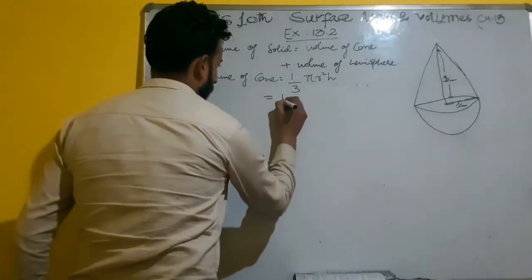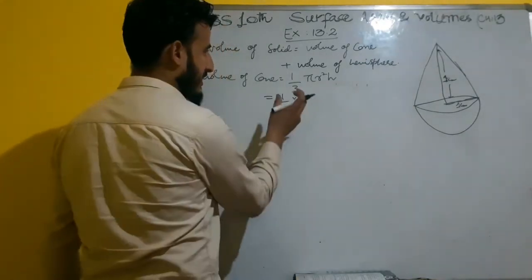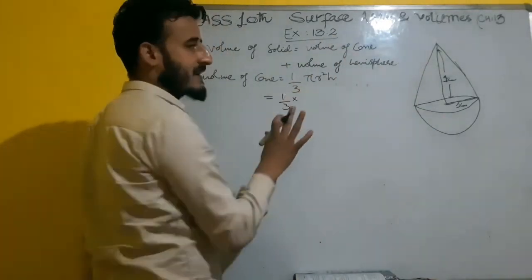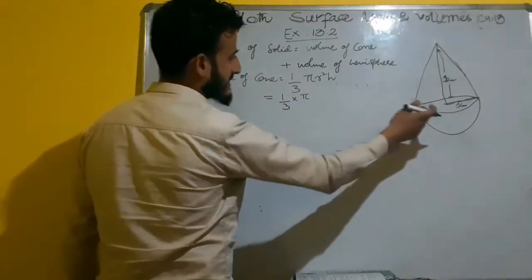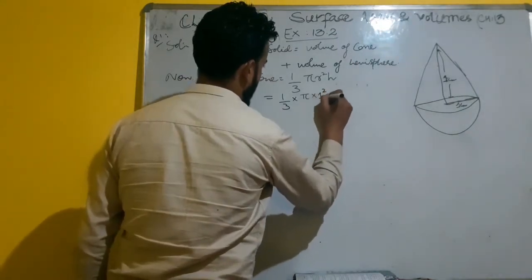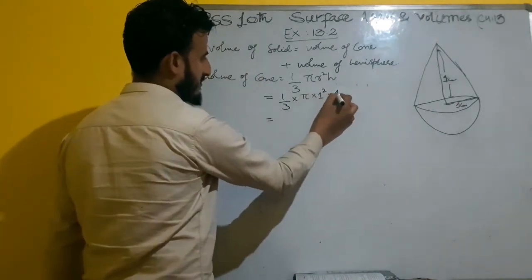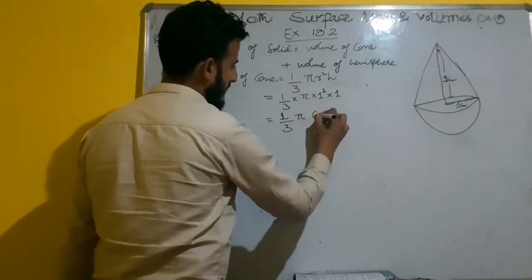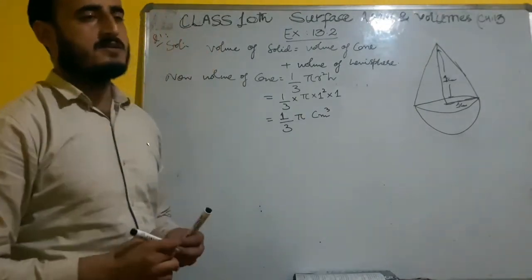It implies 1/3 pi. As in the question it is given that we need the volume of the whole solid in terms of pi, so we do not put the value of pi here. We keep the pi as it is, and r is the radius of the cone that is equal to 1 centimeter, that is 1 square, and the height is also 1. So 1 square is 1 into 1, so we are left with 1/3 pi, and the unit is centimeter, so the volume will be cubic centimeter.